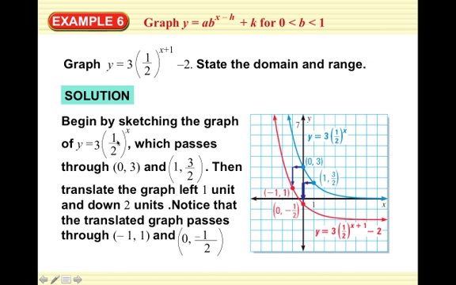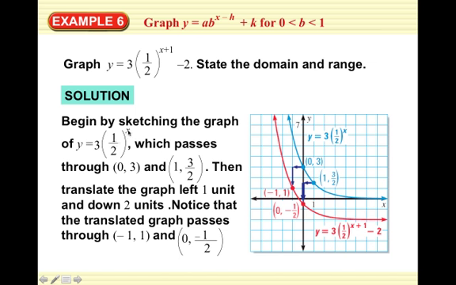If we plug in 0, 1/2 to the 0 is 1 times 3 is 3, so it passes through (0, 3), and (1, 3/2). Well, how did they get that? They plugged in 1 for x. 1/2 to the first is 1/2 times 3 is 3/2, so (1, 3/2). I like to plug in -1 also.